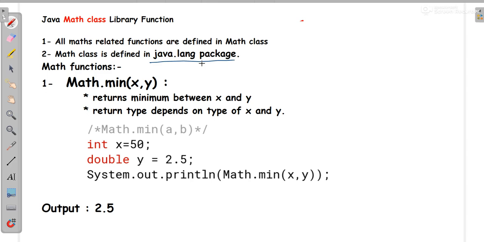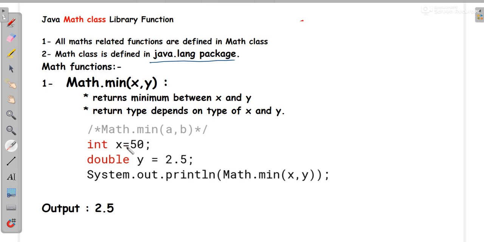The first function which we are discussing is Math.min. This function basically accepts two numbers of any type, integer or double or float, and it returns the minimum of the two numbers. If you provide one value as a double and another as an integer, definitely the resultant answer would be double. Definitely the minimum value is 2.5, but the answer will also be converted into double.